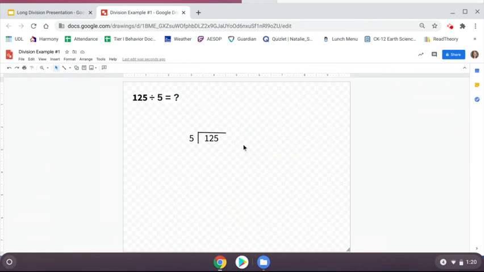All right, so for our first example, we have 125 divided by 5 equals question mark. At this moment, we don't know what that is. So what we are going to do, I'm going to go ahead and pull up a scribble and work through these problems up here.